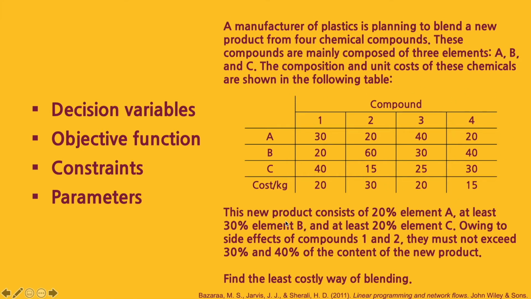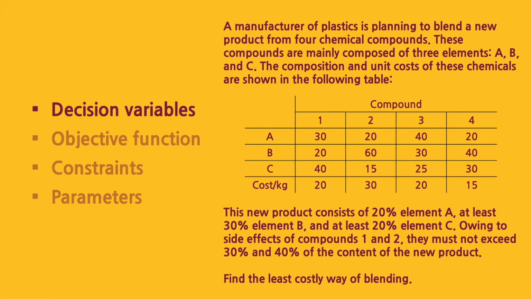These new products consist of 20% of element A, at least 30% of element B, and at least 20% of element C. Due to the side effects of compounds 1 and 2, they cannot exceed 30% and 40% of the content of the new product respectively. Find the least costly way of blending.